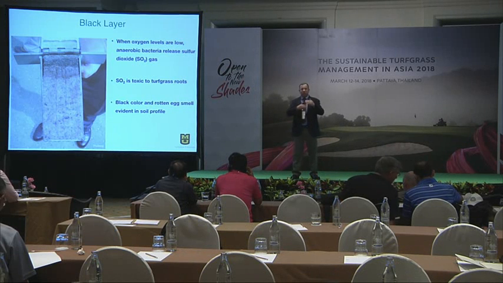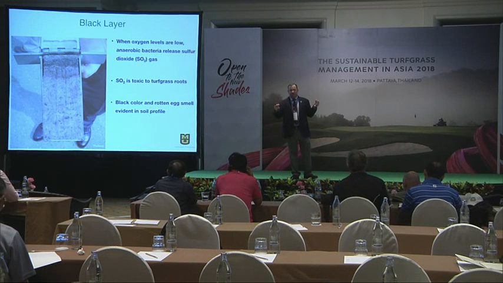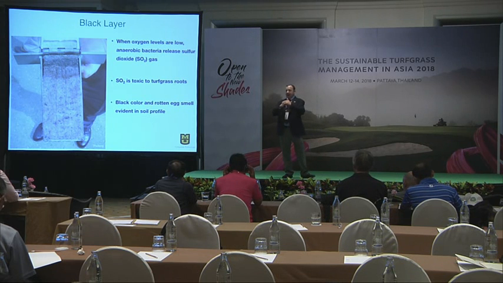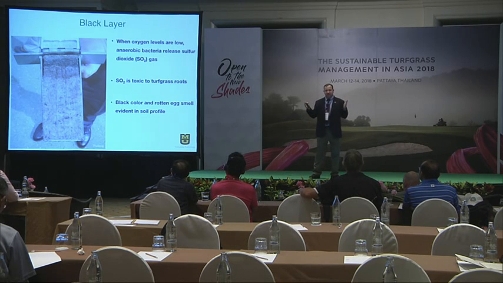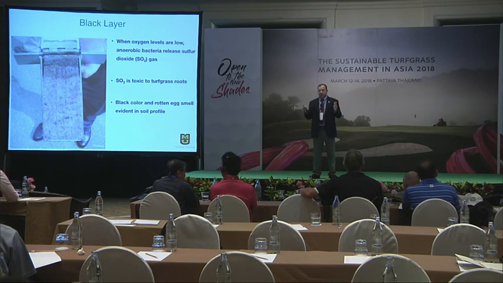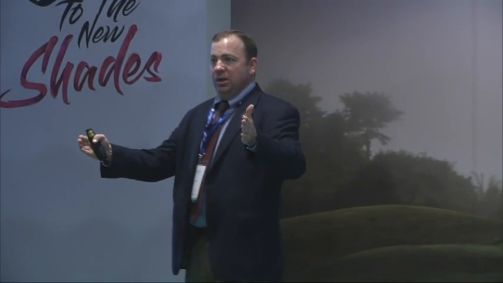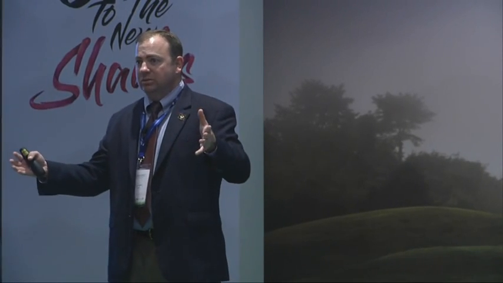Black layer is the accumulation of anaerobic bacteria, or bacteria that thrive in a condition where there's a lack of oxygen. They will accumulate and produce sulfur gas that will basically act as a toxin to your roots. This is normally very easy to diagnose. But when you're having a turf grass problem on the surface, it's important that you don't just bring out a shovel, but that you dig and know what's going on within your soil profile.